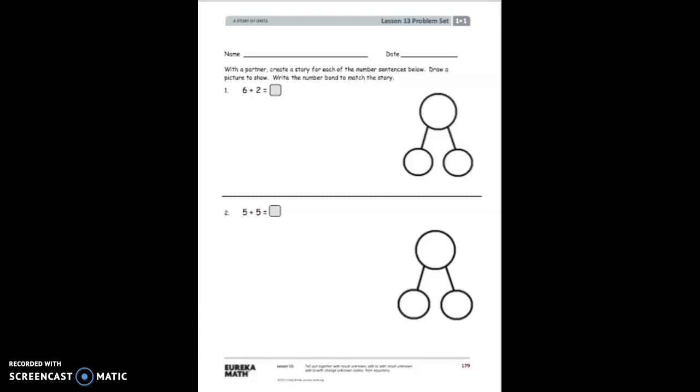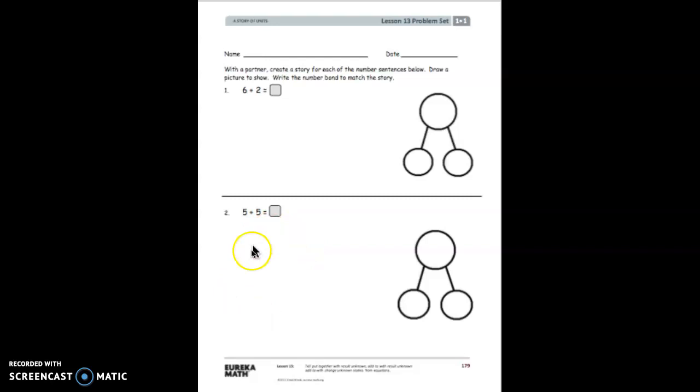Okay, girls and boys, for this problem set, we want you to draw a picture to match the number sentence, and then write the number bond to match the number sentence and picture you drew. 6 plus 2 equals what? So draw a picture to show both parts, and then fill in your number bond and complete your number sentence.